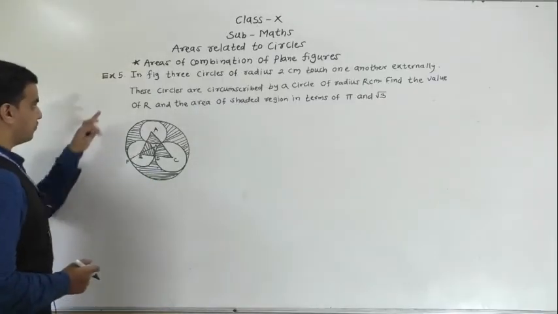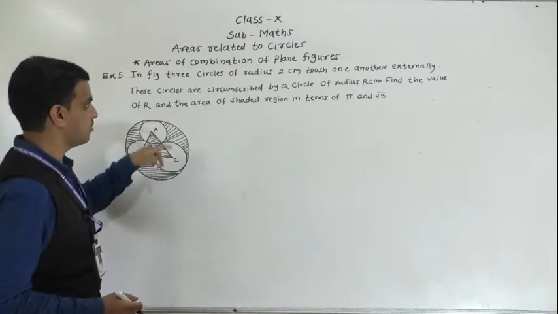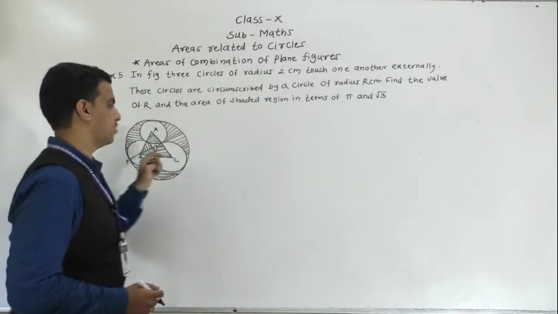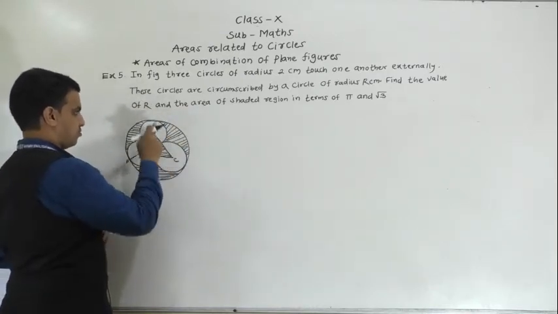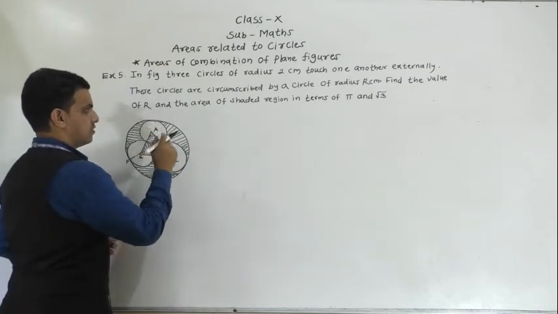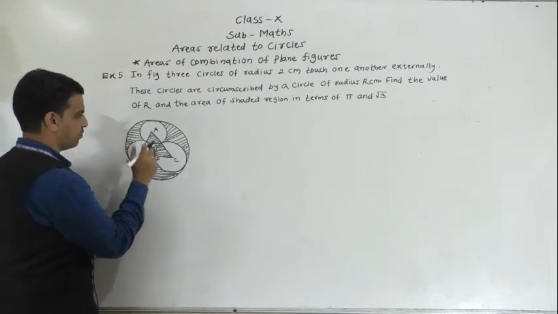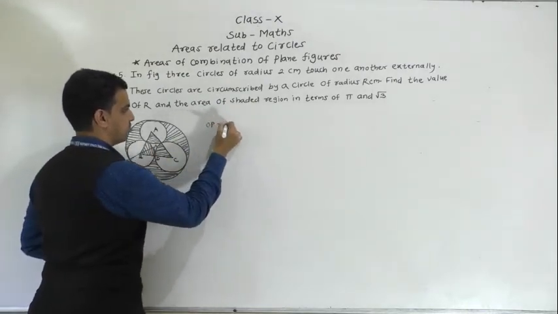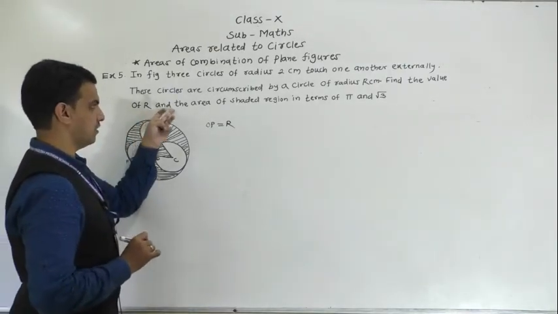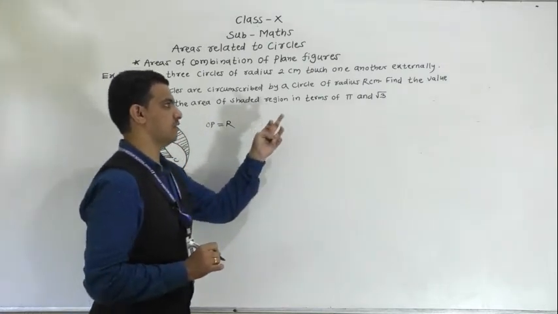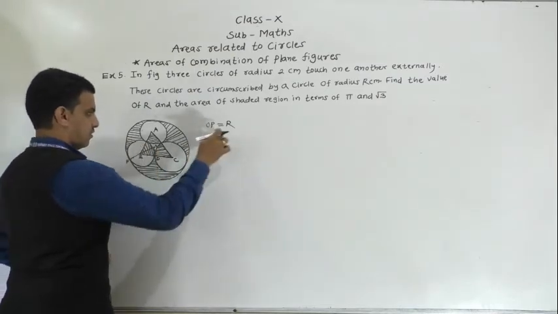Next example: in the figure, three circles of radius 2 centimeter touch one another externally. These circles are circumscribed by a circle of radius capital R. So this big circle is there, and here I am taking OP as a radius. This OP is given as capital R. Find the value of R and the area of the shaded region in terms of pi and root 3.